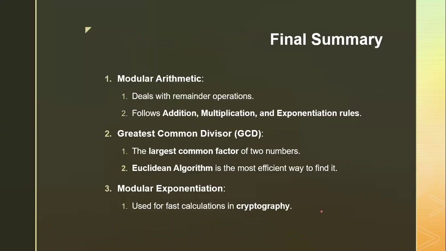Okay, so with that being said, the final summary here is that modular arithmetic basically deals with remainder operations, and it follows addition, multiplication, and exponential rules. And the greatest common divisor is basically the largest common factor between two numbers. The Euclidean algorithm is the most efficient way to find it, even though you can use the prime method. The Euclidean algorithm is the best one to use. So you also have modular exponentiation, which is used for fast calculations in cryptography.